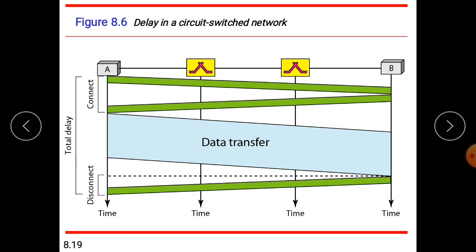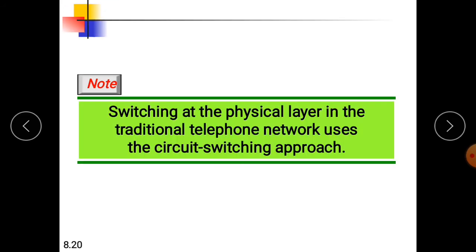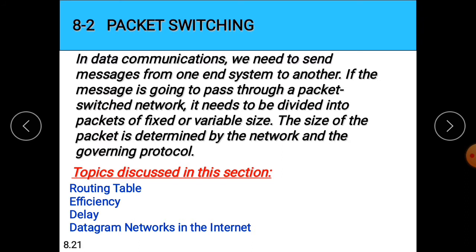The delay due to the data transfer is the sum of two parts: the propagation time, that is the slope, and the data transfer time, that is the height, which can be very long. The third box shows the time needed to tear down the circuit. So this is the total delay associated with a circuit switched network. Switching at the physical layer in the traditional telephone networks uses the circuit switching approach.